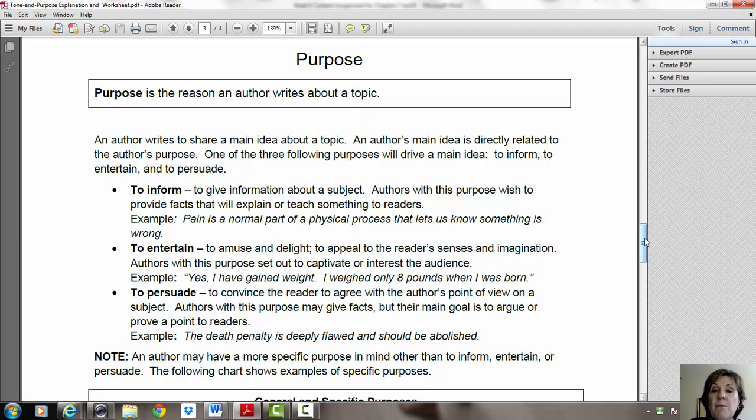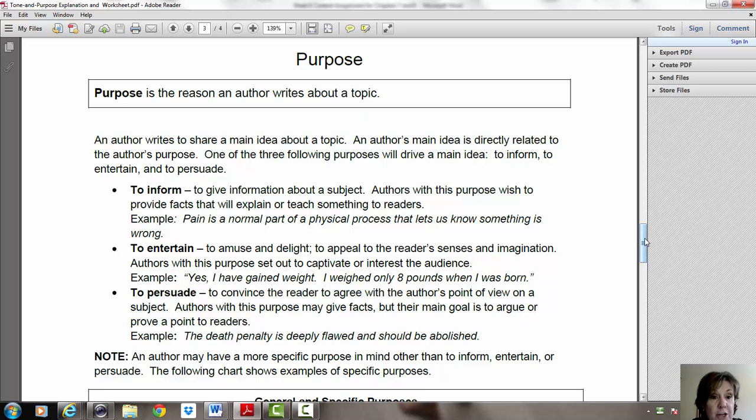One of the three following purposes will drive a main idea. His purpose could be to inform you, to entertain you, or to persuade you. If he or she is trying to inform you, they want to give you information about a topic. Authors with this purpose wish to provide you facts that will explain or teach something to you, the reader. For example, pain is a normal part of a physical process that lets us know something is wrong.